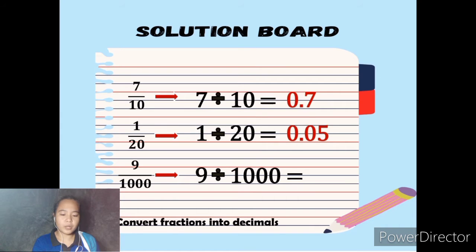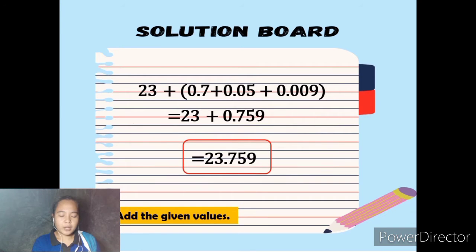Ngayon, nakuha na natin or na-turn na natin siya sa decimal forms. So, ang gagawin natin is add the given values. Uunahin muna natin yung mga fraction na na-turn natin sa decimals, which is yung 0.7 plus 0.05 plus 0.009. So, yung sagot is 0.759. Ipag-add na natin sila. 23 plus 0.759 is equal to 23.759. So, yun yung solution kung paano nakuha yung sagot.